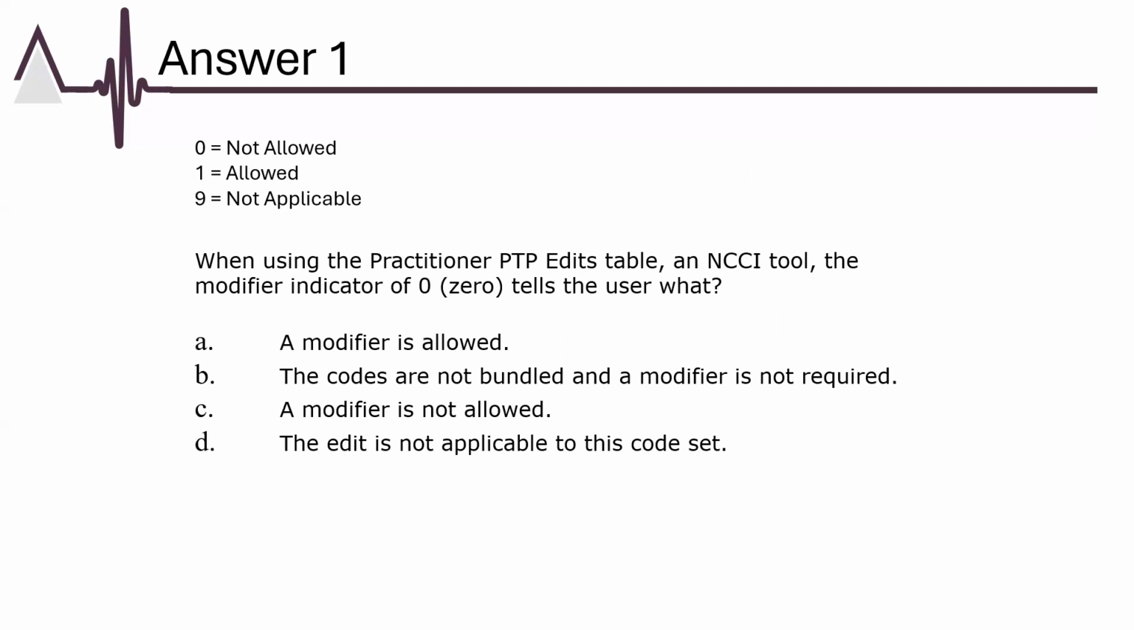Knowing that 0 means a modifier is not allowed, let's revisit the question. When using practitioner PTP edits table in NCCI tool, the modifier of 0 tells the user what? C, a modifier is not allowed. This means the two code pairs can never be billed together.